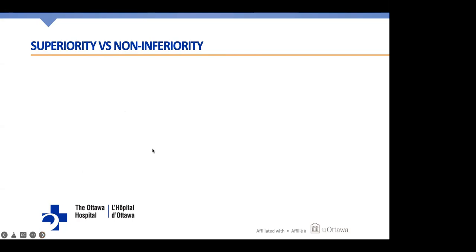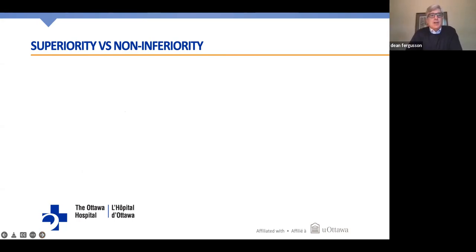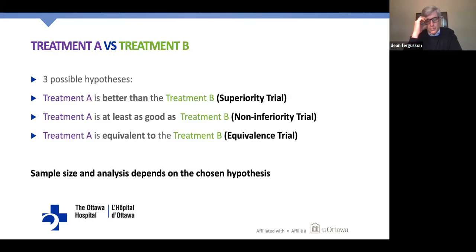Sure. I've got a couple of slides on superiority versus non-inferiority, because it actually is an important concept that has come in with pragmatic trials, where we're taking a new treatment and comparing it to a standard of care, or taking a couple of different standard treatments and comparing them to each other. It is an important concept that I'll just touch on briefly.